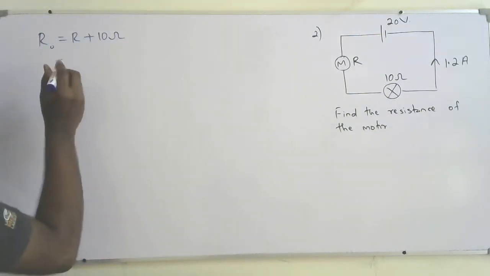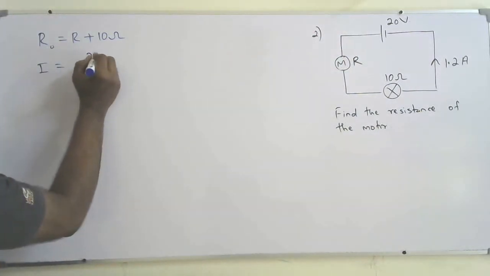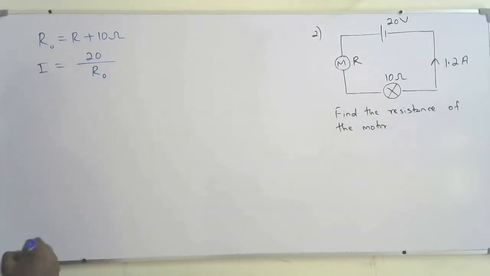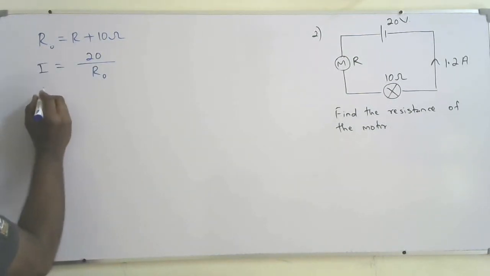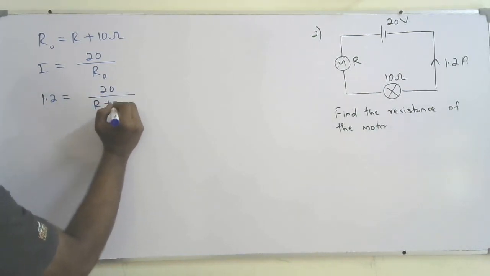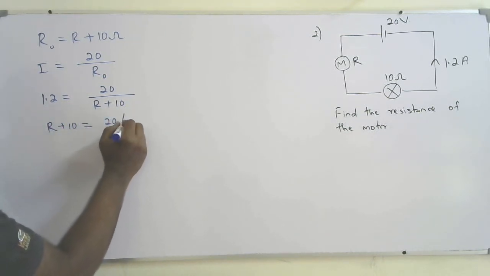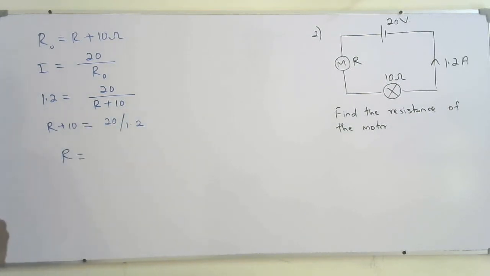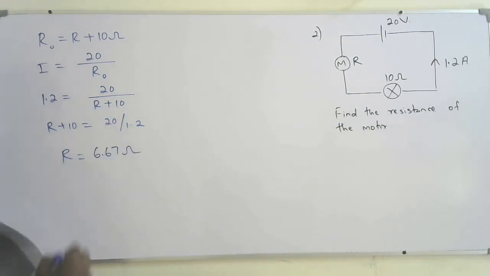So I know that the current flow I is equal to the total voltage 20 over the total resistance R0. Or I can say V equal IR for the equivalent resistance. So the current flow is given 1.2. The voltage is 20 over R, or I can say R plus 10. Solve it, you will get the answer. R plus 10 is equal to 20 over 1.2. Find the R, that is the resistance of the motor. This is the first method. There's one more method I can do, but this is the first method. So that will be 6.67 ohms.